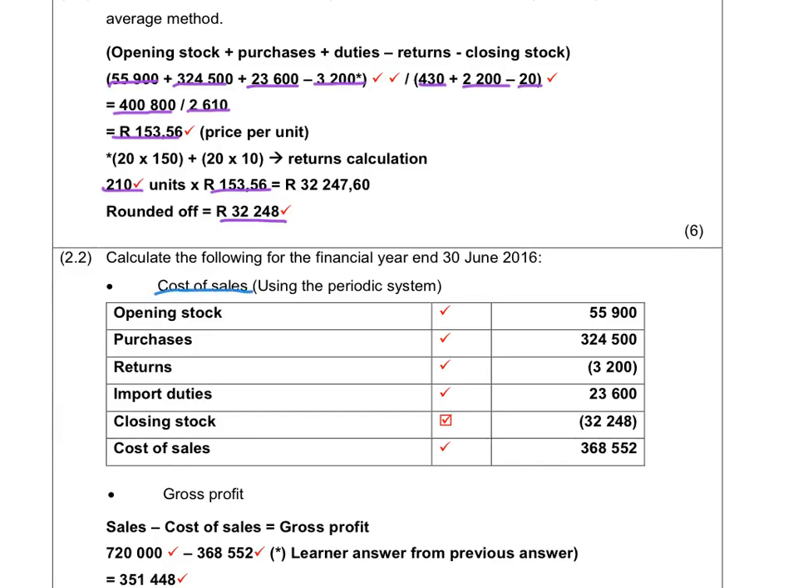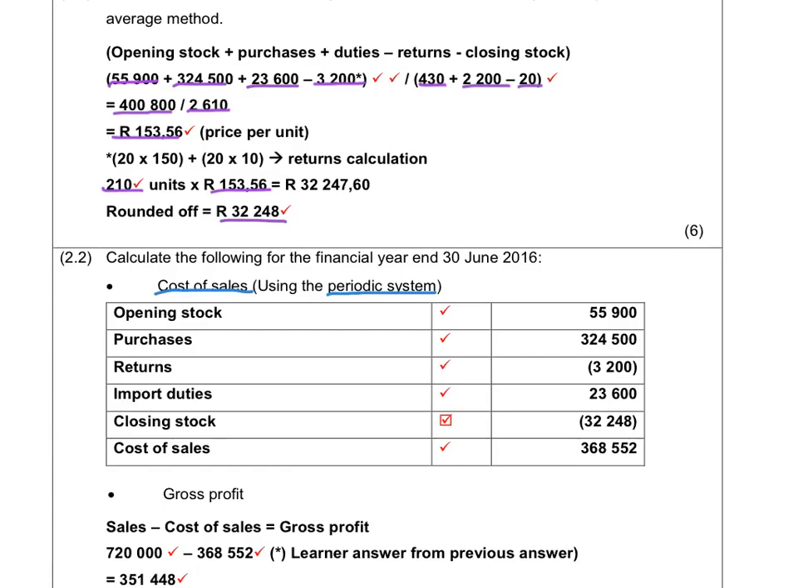In the next question, we have to calculate the cost of sales. That means we have to work out what is cost of sales. Because we are using the periodic inventory system, we don't calculate cost of sales every time when we sell something. We will determine the cost of sales at the end of the financial year.